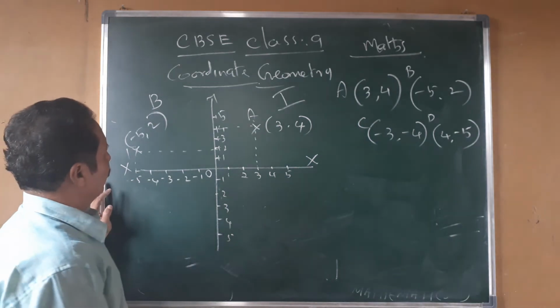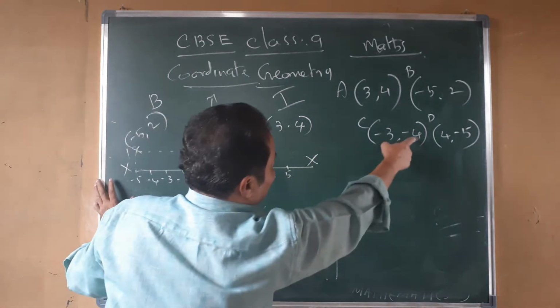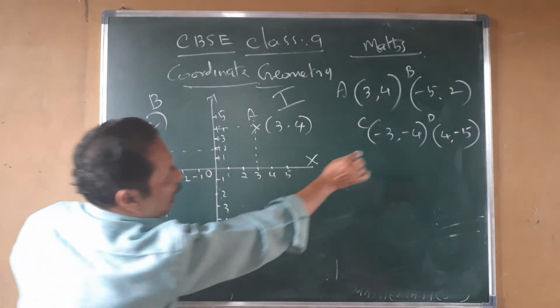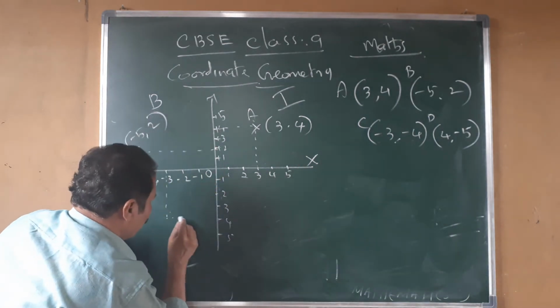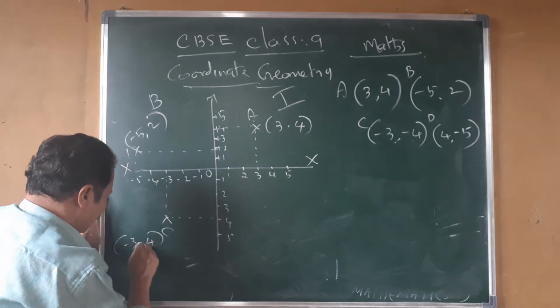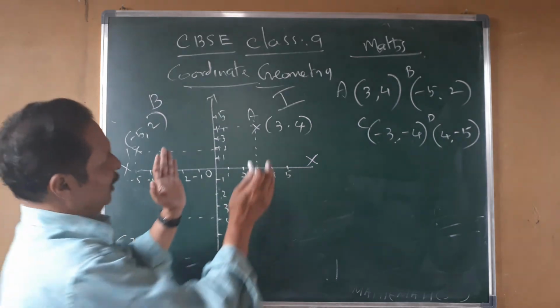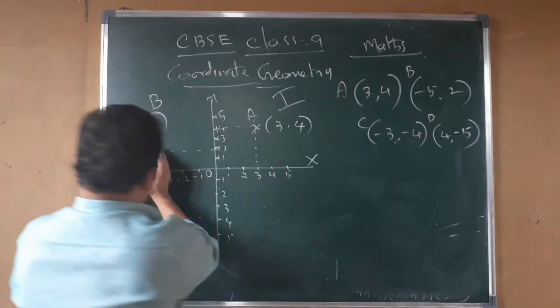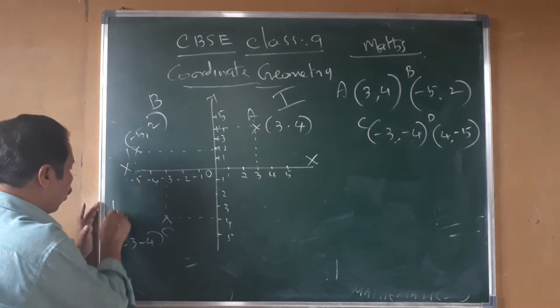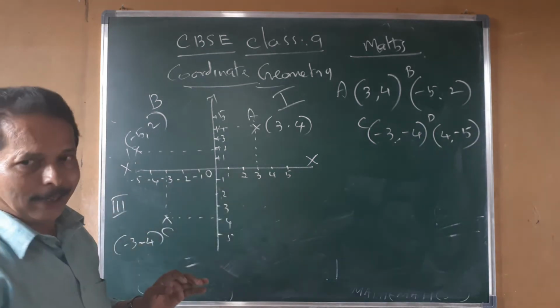Okay. And what's the third point? X is equal to -3, it is on the left side. And y is equal to -4 is below. You see that? This point is C. That is (-3, -4). You get the idea? Negative, negative. X is negative, y is 4 below. The location of the point is in the third quadrant. It's in the third quadrant. Okay.